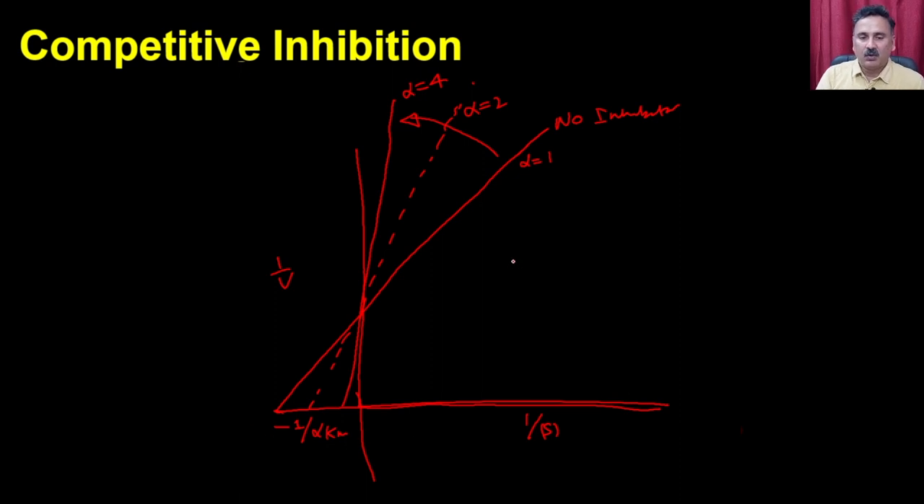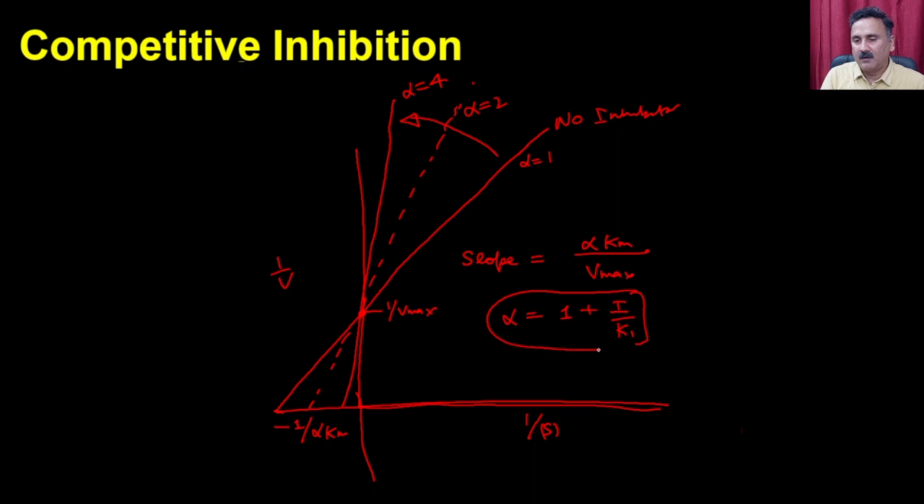So the slope of this curve is actually going to give you the value of alpha Km divided by Vmax. This is the 1 by Vmax, and alpha is going to be 1 plus I by Ki. Remember that. So this is actually going to be very, very useful.